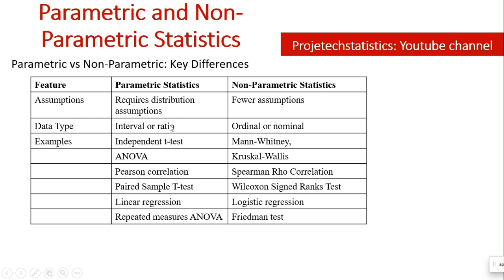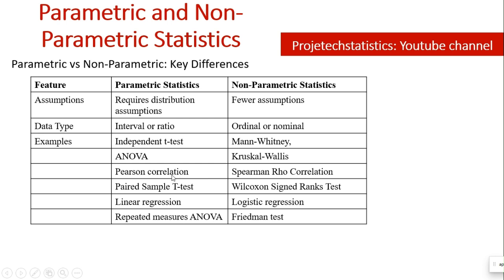An example of this is the independent sample t-test. The non-parametric equivalent of the independent sample t-test is the Mann-Whitney test, while the non-parametric equivalent of ANOVA is Kruskal-Wallis. Pearson correlation is a parametric statistic, and Spearman rho is a non-parametric statistic.